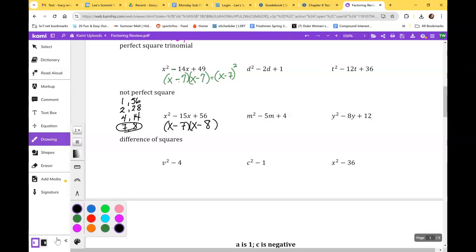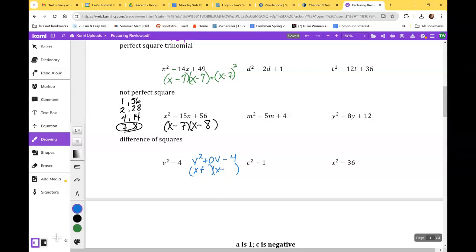Next, we have a difference of squares. And one way you can do this is to go v squared. We don't have a b, so I could give it a b and just make it 0 minus 4. And I need 2 numbers that are going to multiply to be negative 4 and add to be 0. In order to multiply to be negative 4, one has to be positive and one has to be negative.